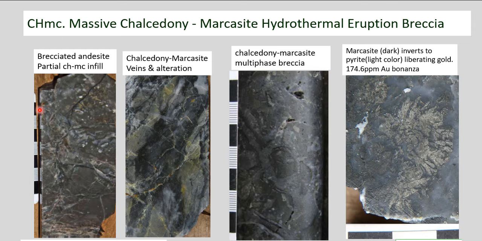This is the chalcedony marcasite zone, where the chalcedony is massive, not banded, where it forms a network of veins through the altered andesite on the left-hand side. It forms that irregular sort of grey patches in the second slide, that's both alteration and vein. And in the third one, it's a breccia.